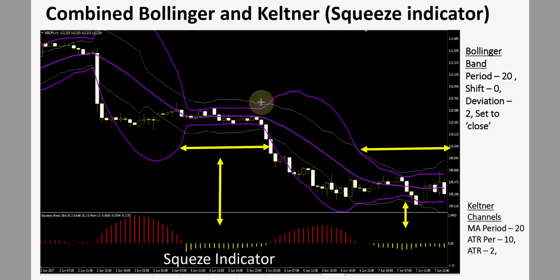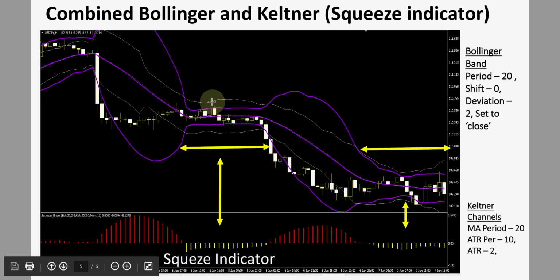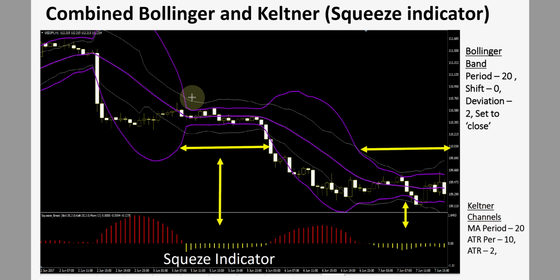So if you know this period using this indicator, or if you prefer to use the two indicators together and find out when the Bollinger is in the middle, then you know we are in extreme low volatility, which of course will end up with an explosive breakout.